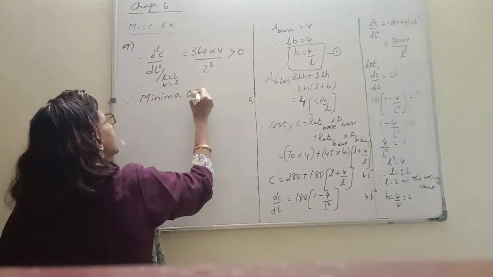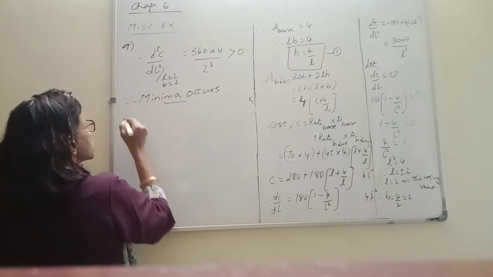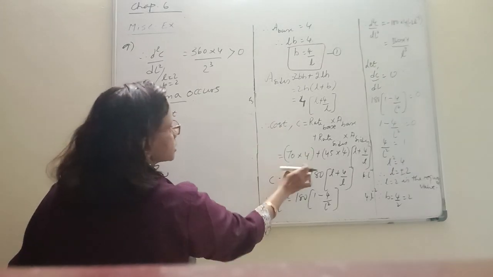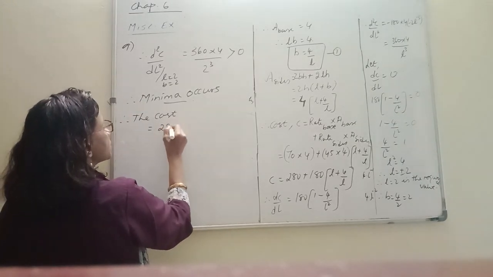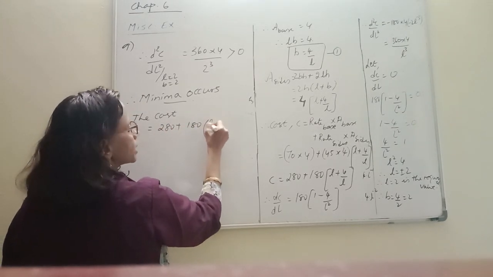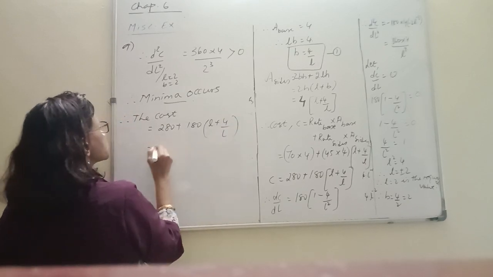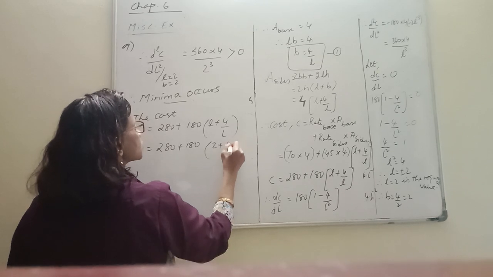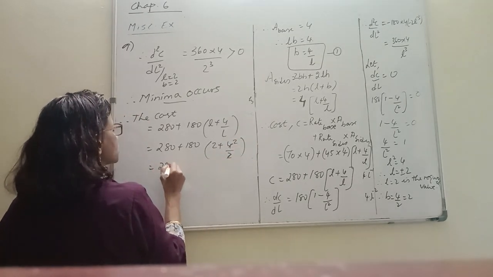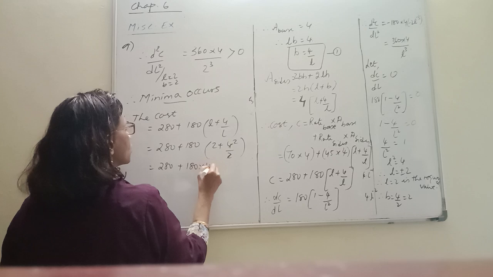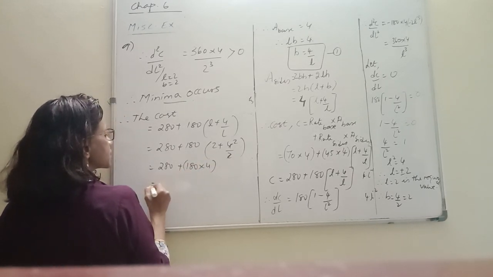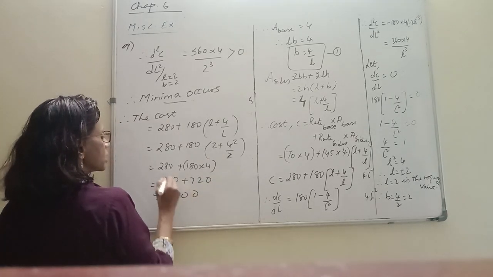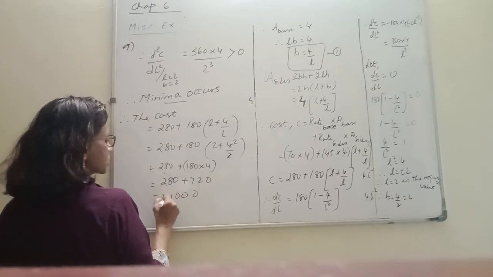Okay, now quickly after that, let's go on for the cost. And the cost is this: 280 plus 180 times L plus 4 over L. Let's quickly substitute the value. L for us is 2, plus 4 over 2, which is also 2. So 2 and 2 it's 4. So 280 plus 180 times 4. Now 180 times 4 is 720. So 280 plus 720, that way it will be rupees 1000.